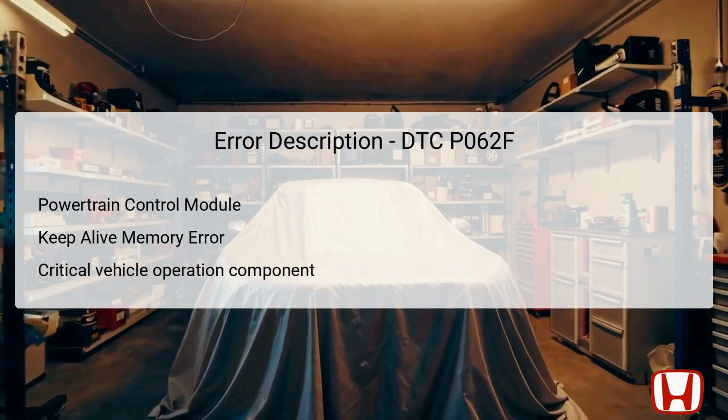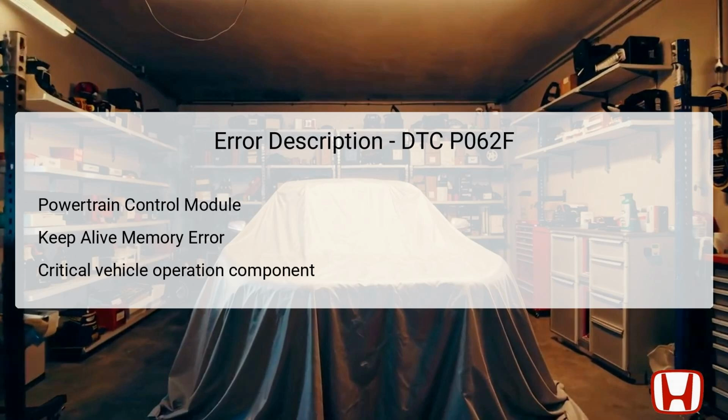DTC P062F pertains specifically to an internal error within the powertrain control module, PCM, particularly affecting its keep alive memory, KAM function. The KAM serves as a memory storage area for crucial operational data, even when the power is off, allowing the vehicle to retain important settings.